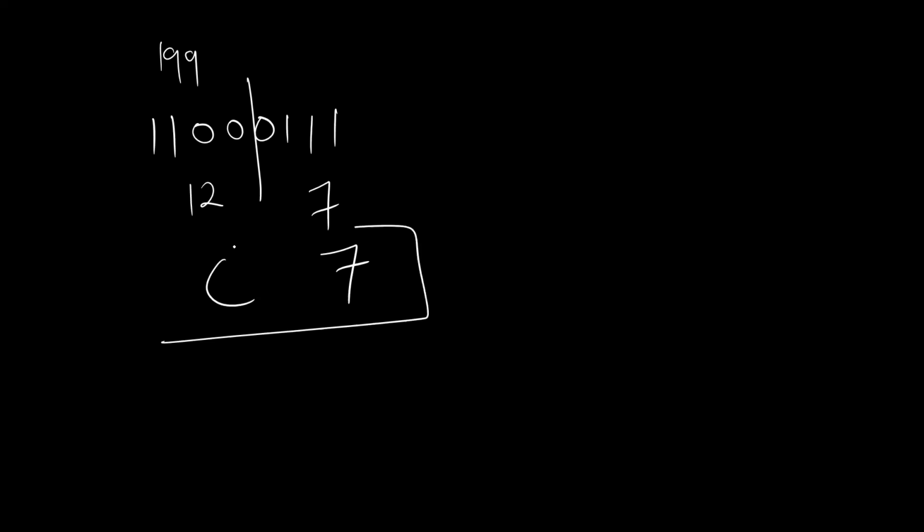Then we divide into groups of four: this is 4, 6, 7. This is 8, 4. This is 12. So the 7 remains the 7. This is a C. 10 is A, 11 is B, 12 is C.